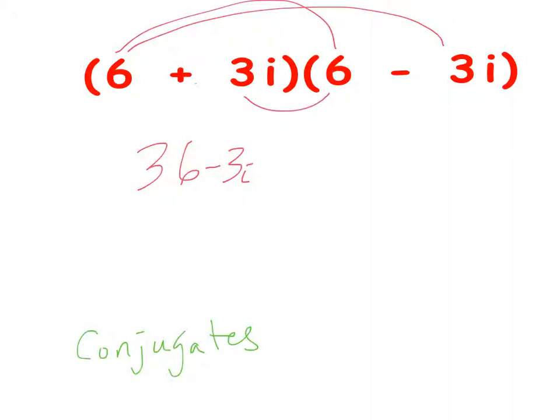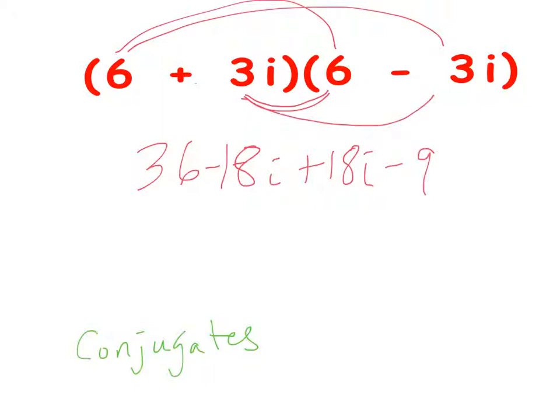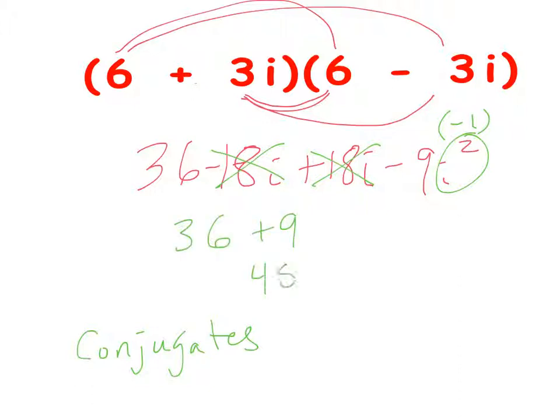Oops, I made a mistake there. 6 times negative 3i would be negative 18i. And this would be positive 18i. And then 3i times negative 3i would be negative 9i squared. So what happens with conjugates is that these middle terms will always cancel each other out. A negative 18i plus an 18i. And then remember, i squared is negative 1, so it's like negative 9 times negative 1. So you're really just left with 36 and positive 9 for 45.